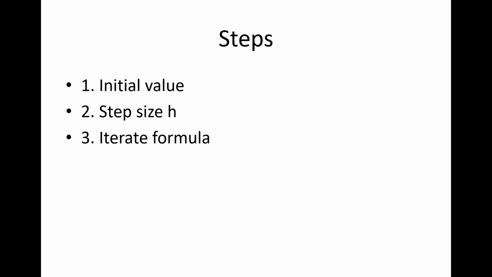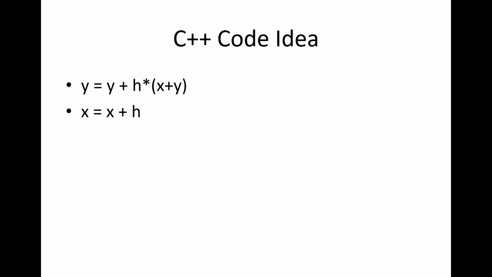So let's see what the steps are. First you define the initial value and then the step size, and then we iterate the formula. So this is the equation dy by dx is equal to x plus y. x we are first taking as 0, the initial guess value y is equal to 1, and the step size we are taking as 0.1. Taking this, we will implement it in the Euler's formula, which we discussed before. We will write it as y is equal to y plus h into x plus y, and similarly for x we will write x plus h. So this is our target.